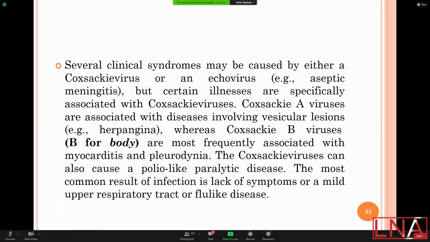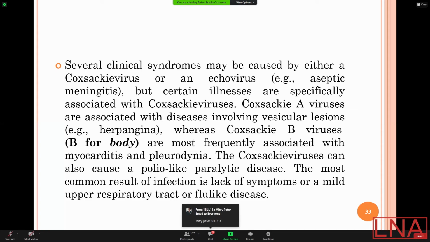Several clinical syndromes may be caused by either Coxsackie viruses or an echovirus, such as aseptic meningitis, but certain illnesses are specifically associated with Coxsackie viruses. We have two groups. Coxsackie A viruses are associated with diseases involving vesicular illness. Herpangina is an example. And Coxsackie B viruses are most frequently associated with myocarditis and pleurodynia.